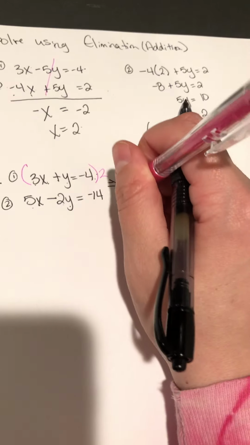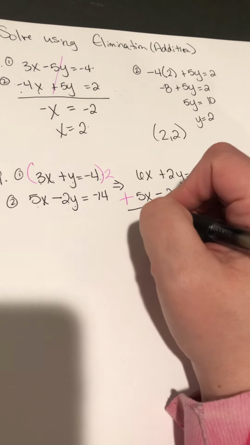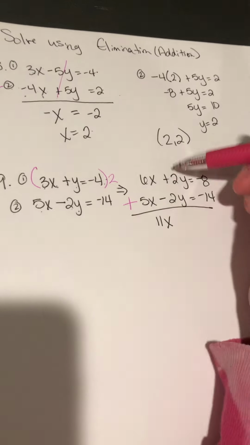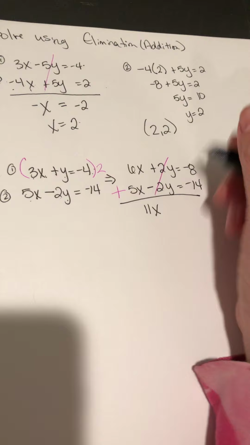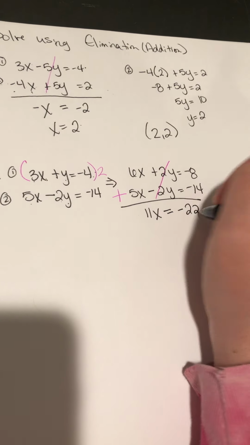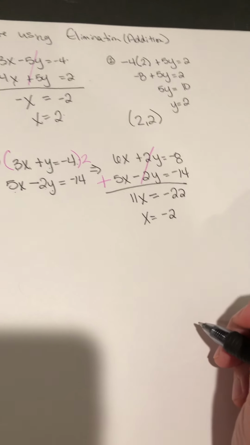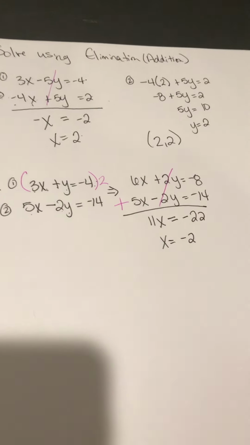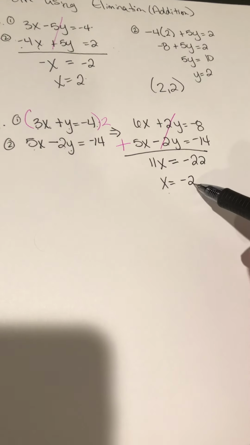So now if I add, I get 6x plus 5x is 11x. Positive 2y minus 2y, gone. That's what I wanted it to do. And negative 8 plus negative 14 is negative 22. So x equals negative 2. You'll notice a lot of the answers are 2's just because then the math's easier. But anyway, so x is negative 2.